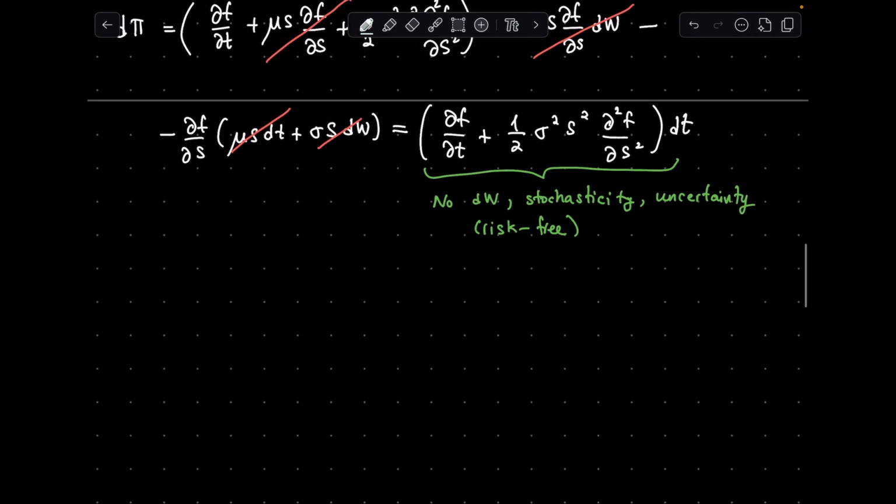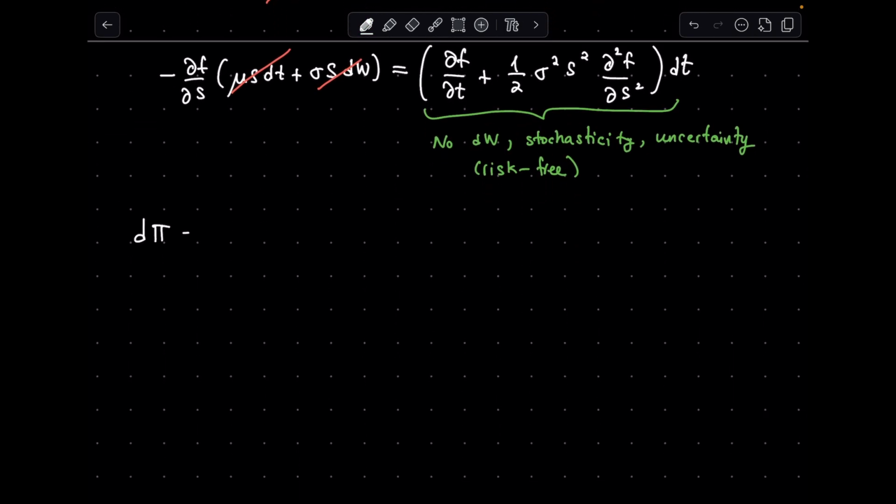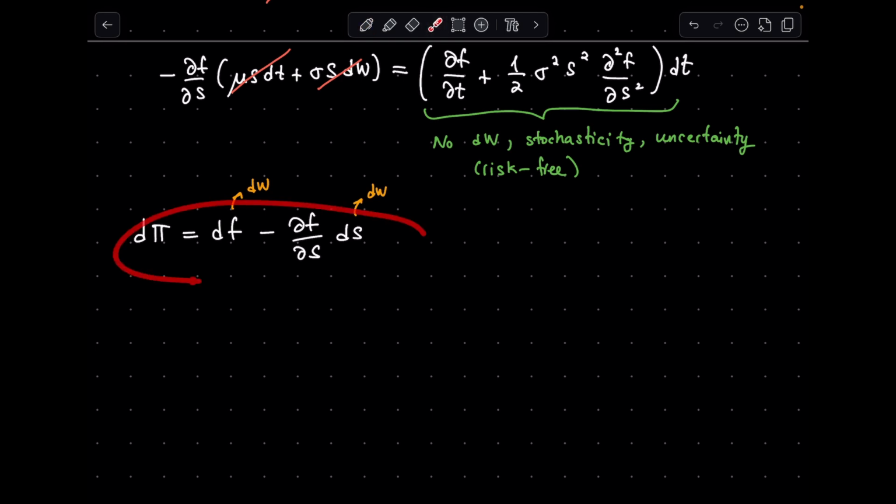The reason this is even possible is because both the option and the underlying stock depend on the same uncertainty dw that appears in our geometric Brownian motion model for our stock. So now we see that this portfolio was judiciously, carefully chosen to cancel out those dw terms.